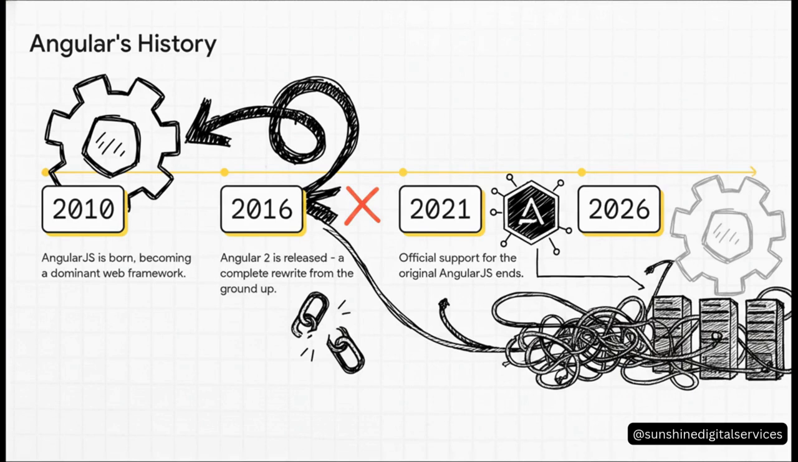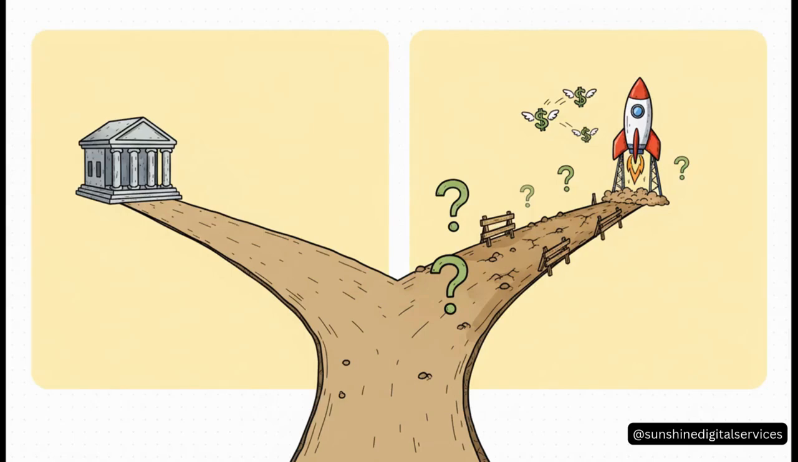Now, official support for the old AngularJS ended years ago, so you'd think it would be gone, right? But it's not. So why on earth is it still sticking around? Well, it really just comes down to a classic business problem. For these massive companies that built their core systems on AngularJS years and years ago, migrating everything to a new framework is just an enormous, expensive, and really risky project. If the old system still works, and it's stable, the cost of changing can be pretty hard to justify.